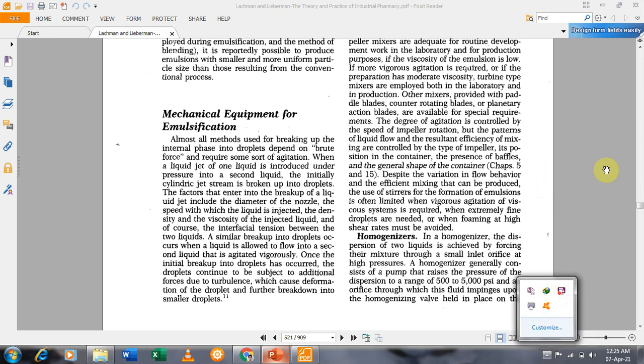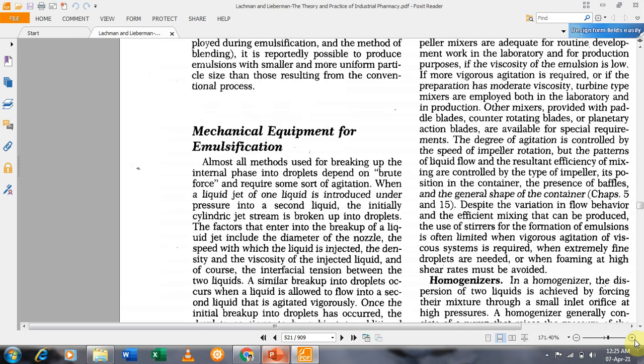Whatsoever the equipment for emulsification, that is mechanical equipment for emulsification, almost all methods used for breaking up the internal phase into droplets depend on brute force and require some sort of agitation. When a liquid jet of one liquid is introduced under pressure into a second liquid, the initially cylindrical jet stream is broken up into droplets.